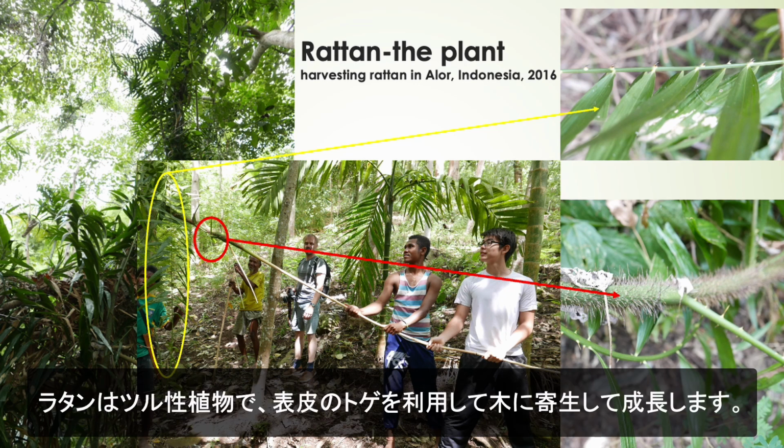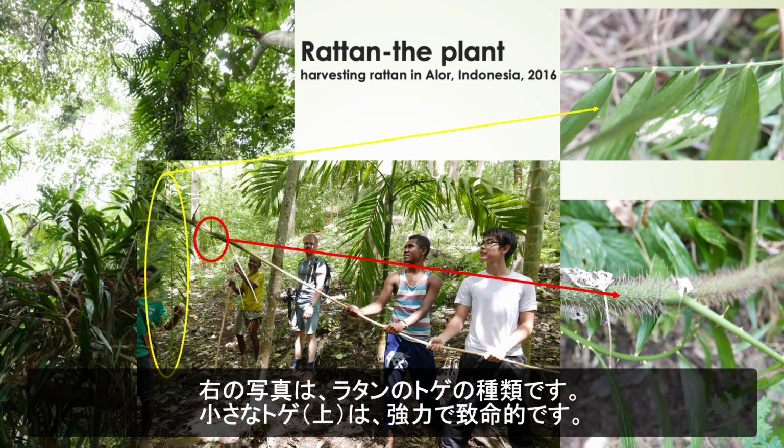Rattan is a climbing palm which utilizes its hooks to form attachments to a tree. And on the right, you see different types of such hooks. The top one, which shows small but strong hooks, they are quite deadly, I have to say, because of the grip they impose on any surface. And when they come in contact with a passerby, they could be quite deadly and painful, and I can attest to that.